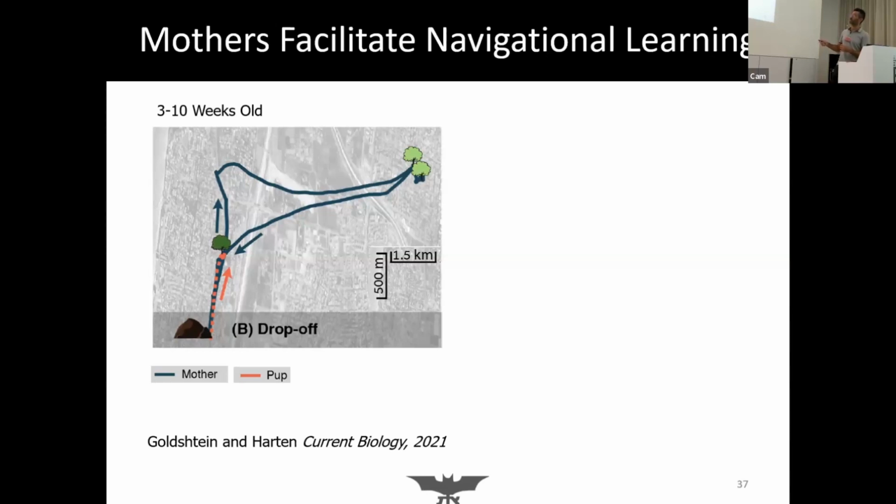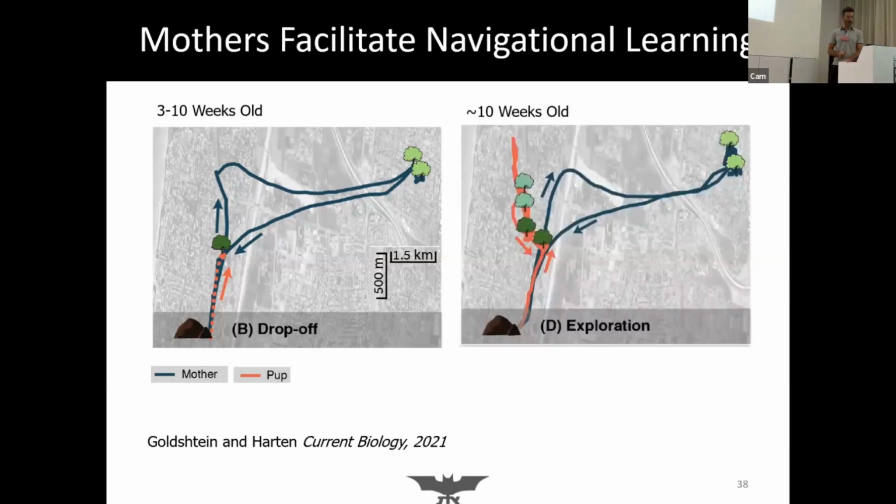She flies. This is real data. She flies to a more remote tree, she forages, she comes back, she picks the pup up and goes back to the cave. And this is their behavior for around 10 weeks. And then more or less around week 10, she will just go out and leave the pup in the cave.